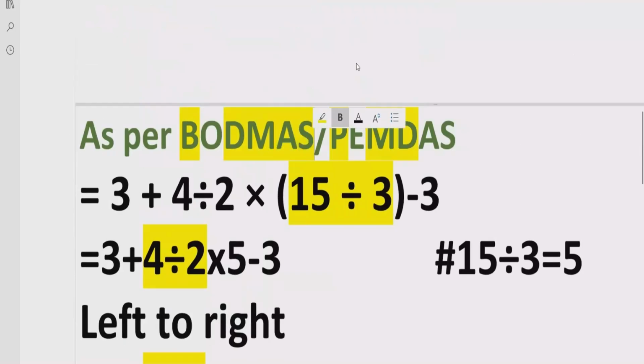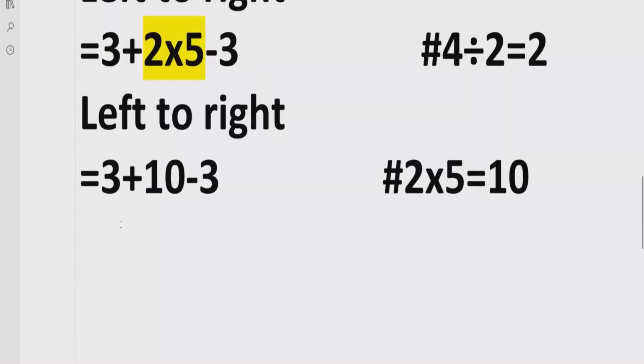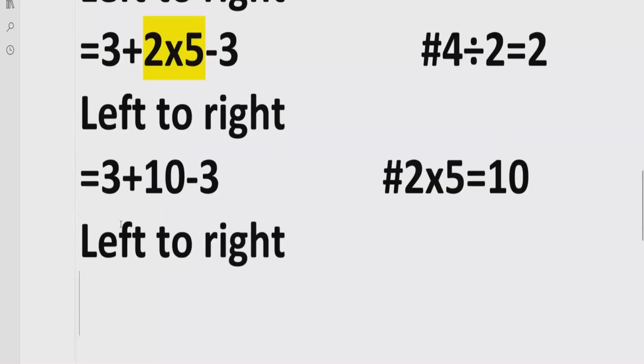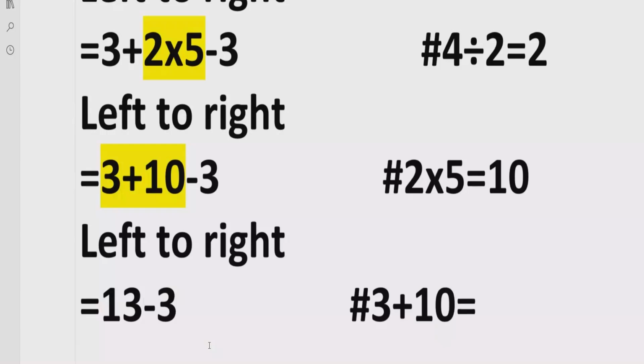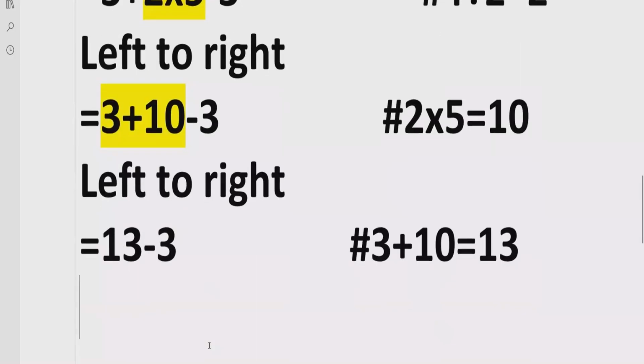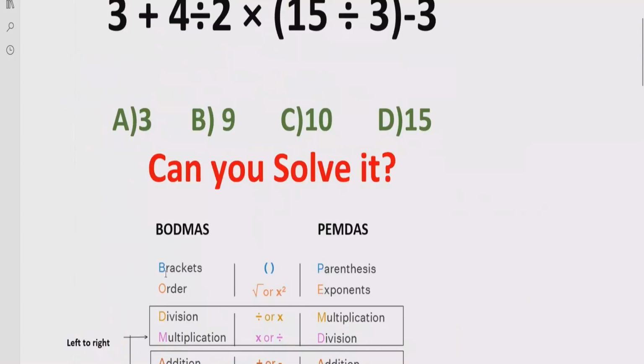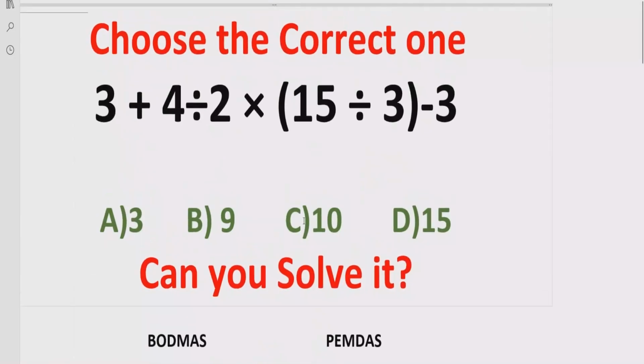Now for addition and subtraction, we will move forward. So now we have to go again left to right and find out which is coming first. So now we have 3 plus 10, which is equal to 13. And minus 3, again we have to write as it is. We will solve each step in each line. So now we have 13 and now we have two terms which are subtracting each other. So we will subtract both of them and get the answer, which is 10. So the answer of the given expression is 10. If you see the answer list, answer C is the correct answer of this expression.